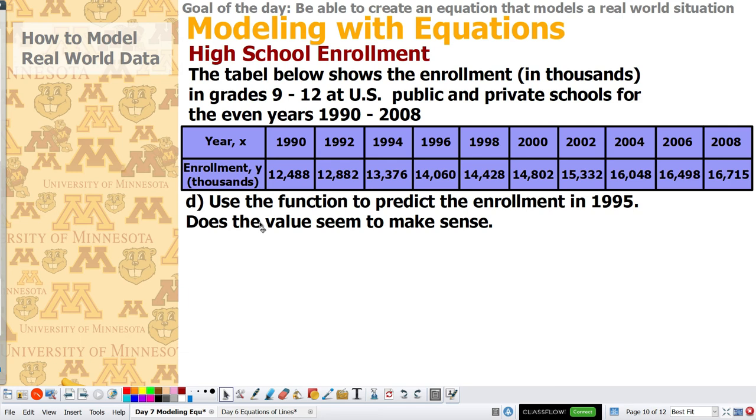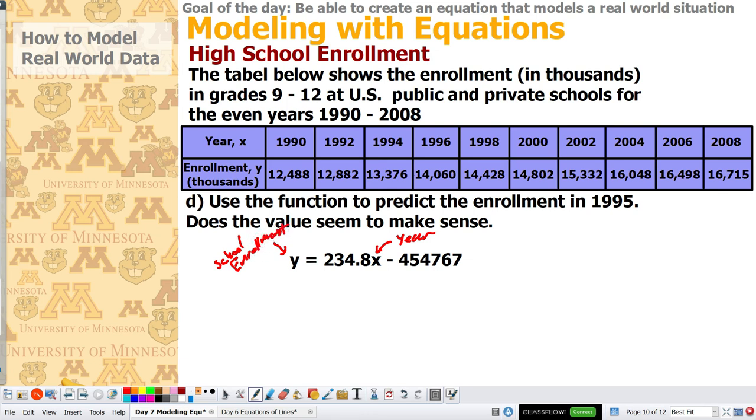So now it says use that function, right? Use our function right here and figure out what the enrollment is in 1995. So here I know what it is in 1994 and I know what it is in 1996. I want to figure out what would it be between those two. And let's see if this thing gives us a number that would make sense. So again, let's talk about what this equation actually does. The idea is you plug the year into this thing, and it produces the school enrollment. It predicts what the school enrollment will be.